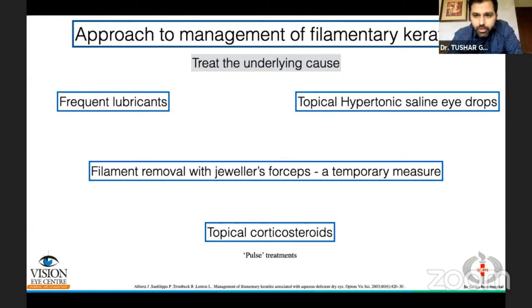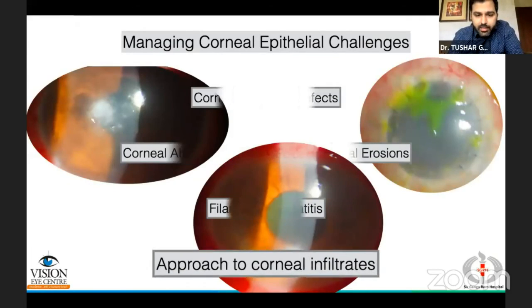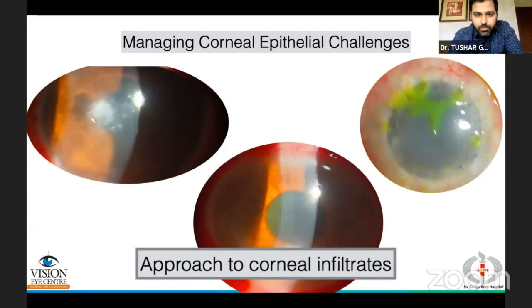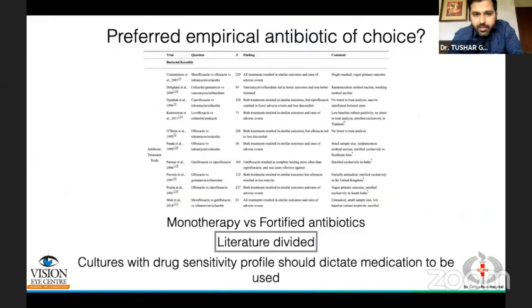Filaments should be removed with jeweler's forceps. That's a temporary measure. Topical corticosteroids help if indicated, if it's inflammatory, and topical N-acetylcysteine helps as well, and bandage contact lenses. So in the interest of time, I'll move quickly to the management of corneal infiltrates. Here again, if you have any suspicion, scrape, and look for patterns that suggest a viral keratitis. Sometimes you would not know, you would have vascularized opacities. You might have gone ahead with a graft in the interest of the patient, but then epithelial keratitis develops, and that's when you realize that the etiology was viral keratitis.